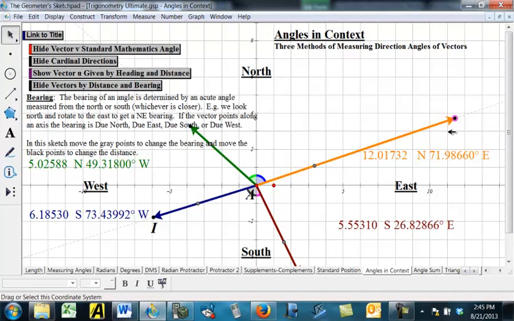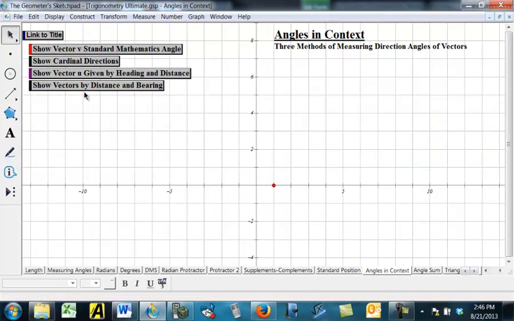So notice those are three completely different ways of measuring angles. The standard mathematics way of doing it, which is measured from the positive part of the x-axis. The bearing and distance, which is measured from north or south with an acute angle. And a heading and distance, where you're given the distance and then you're measuring the heading from north. So different ways of measuring that angle in a real world context.